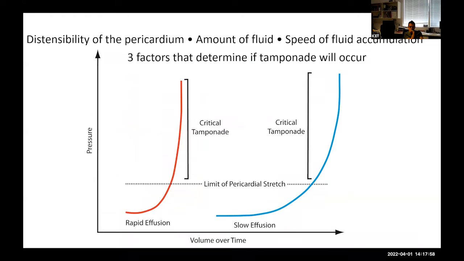Now, whether or not you get tamponade with a specific pericardial effusion depends not only on the amount of fluid, but also the speed with which that fluid accumulates. Because if it accumulates slowly, the pericardium has time to distend itself, and you can, for example, with malignant effusions, have very large volumes of fluid that aren't causing any degree of tamponade.